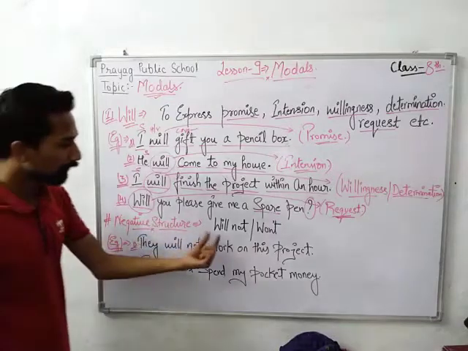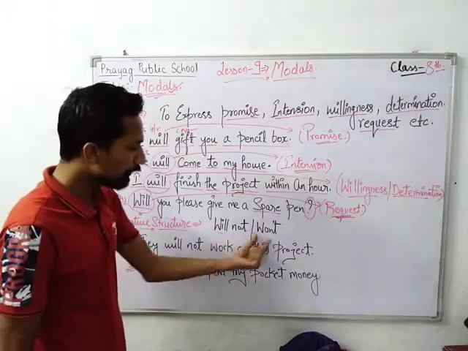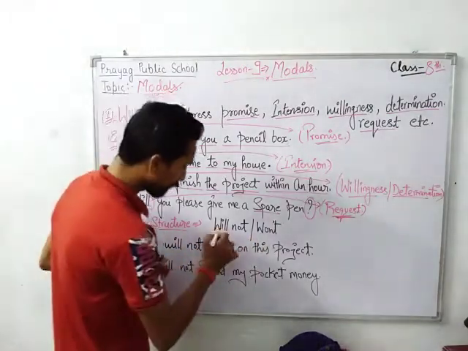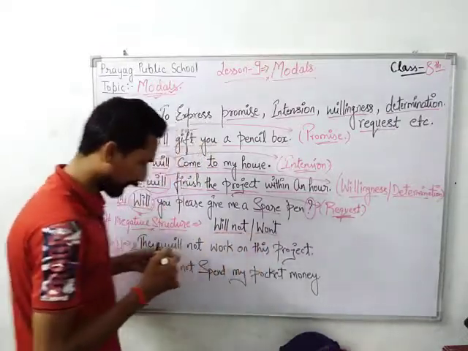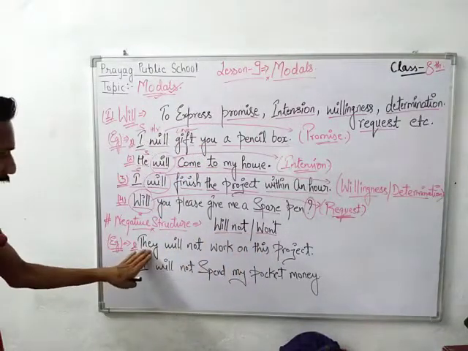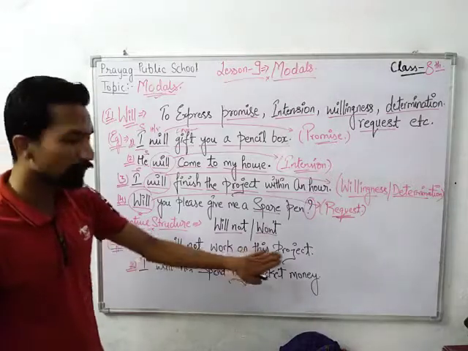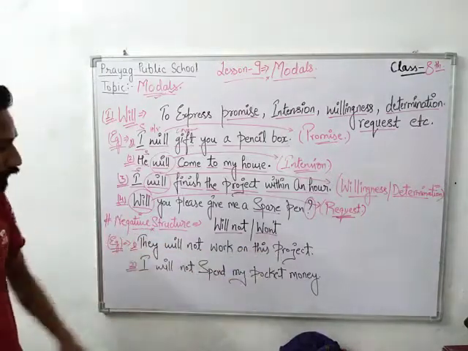Negative structure. Negative structure में क्या हो जाएगा? Will not या won't हो जाएगा, right? Will not या won't हो जाएगा. So देखते हैं, they will not work on this project, right? So they will not work on this project.